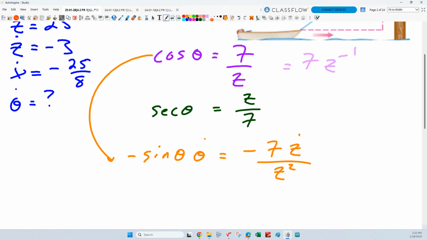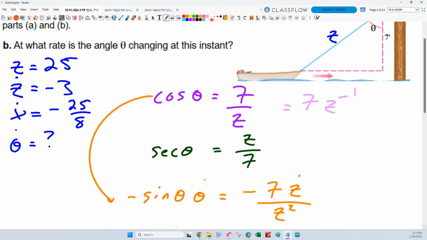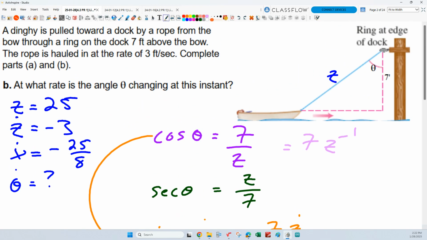All right, so what about that sine theta? What are we going to do with that? We have two options. What are they? Okay, we could solve for theta. We could add theta to our list, right? If we add theta to our list, we have a snapshot here, right? We have this triangle.